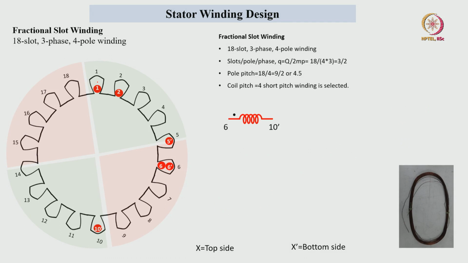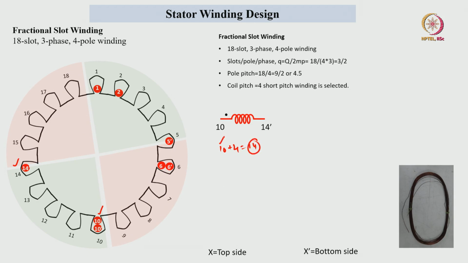Next, slot number 6, top side, we will place the coil, and the next end will go to slot number 10. We can see the next coil related to the A phase. Similarly, the fourth coil related to the A phase is placed in slot number 10 and slot number 14. 10 plus 4 is equal to 14.